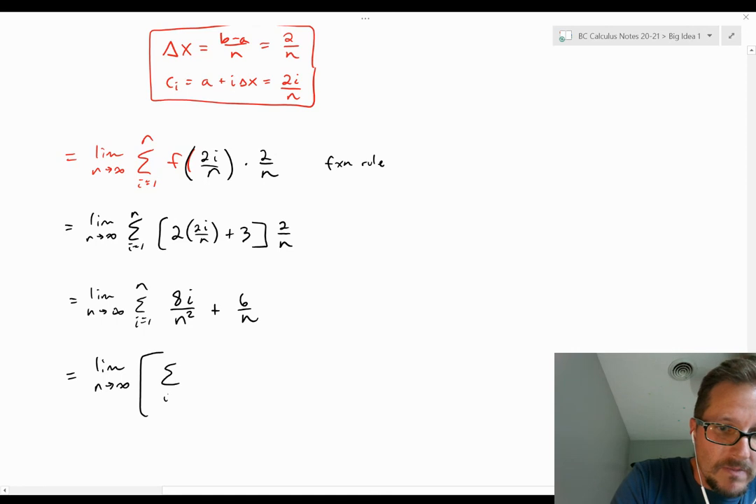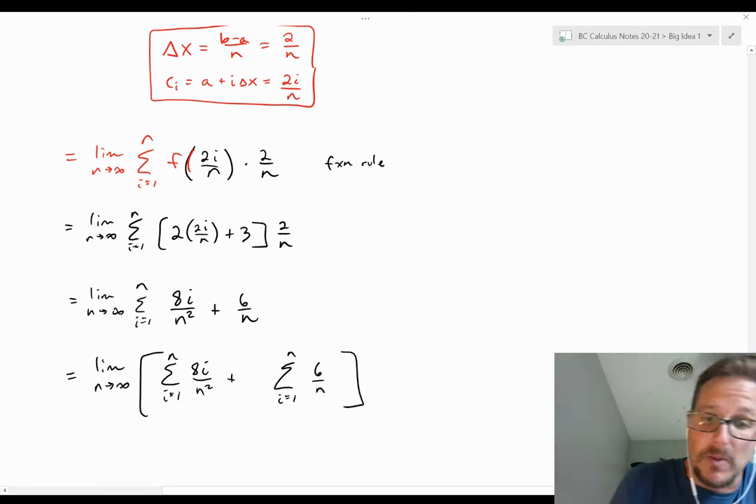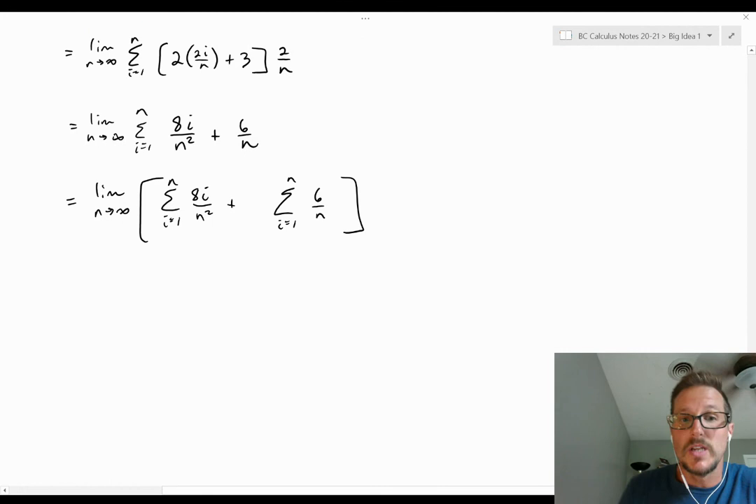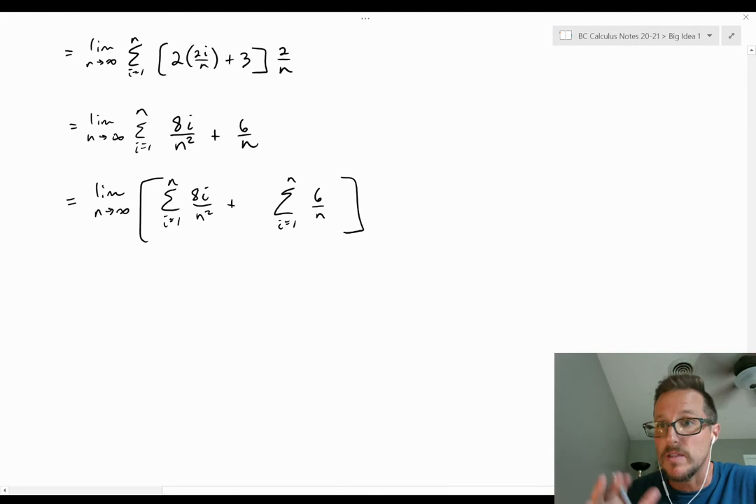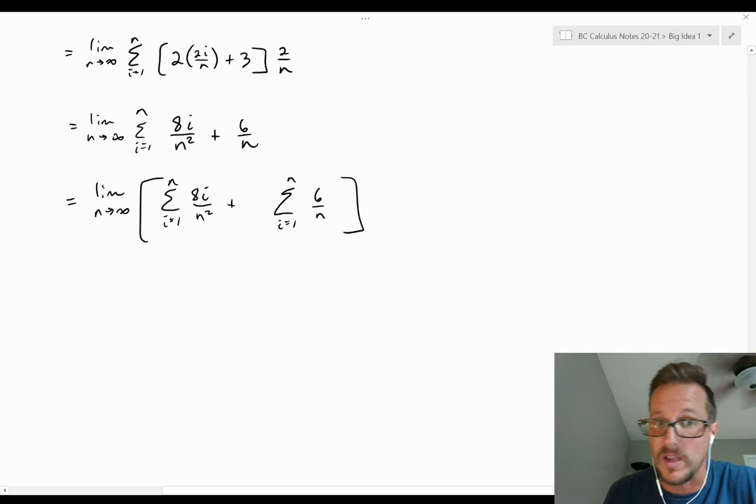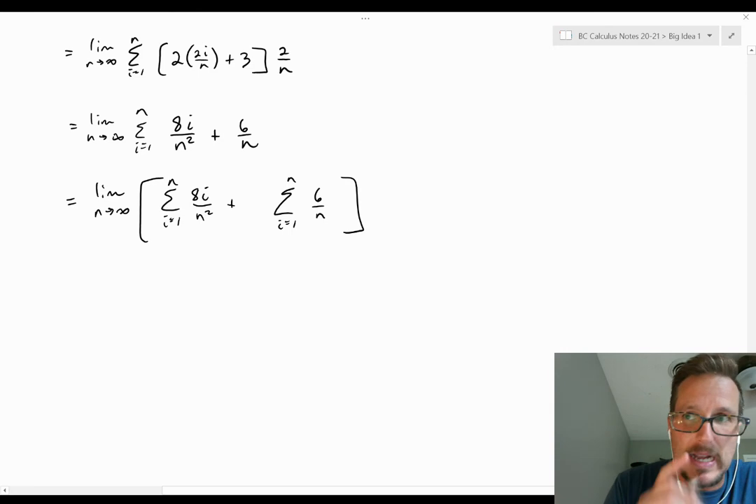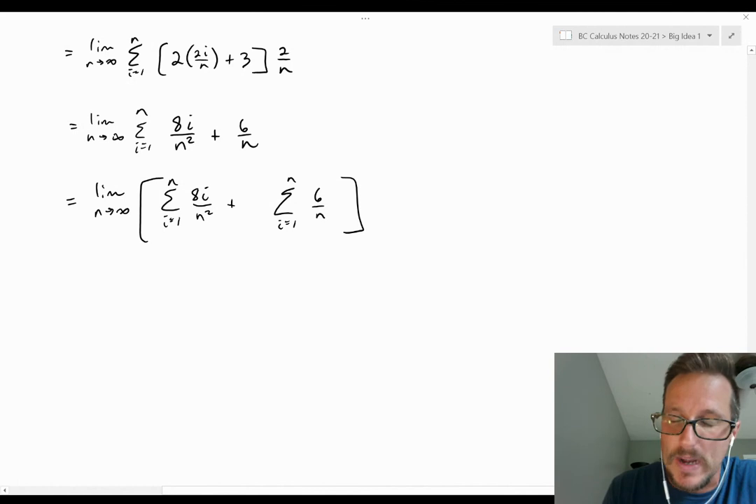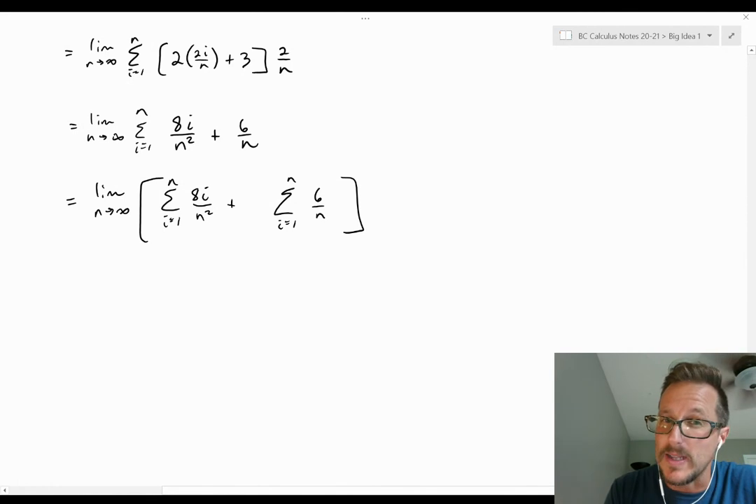The sum from 1 to n of 8i over n squared plus the sum from 1 to n of 6 over n. Now, the way sums work is that if there are any constant multipliers, we can factor those out, right? Because it's just the distributive property. So a constant is going to be things like 8 and 6, no doubt. But n is also a constant.